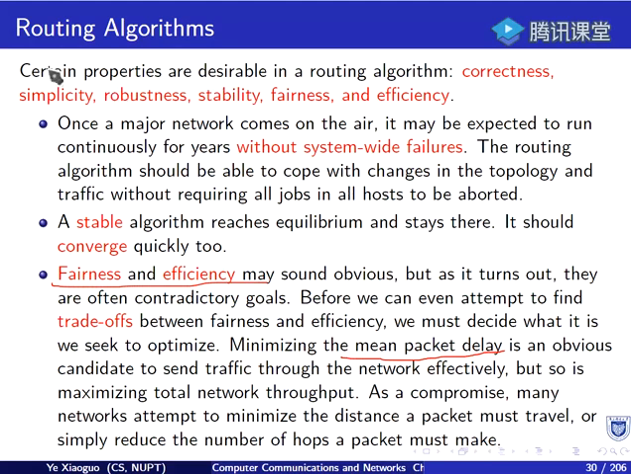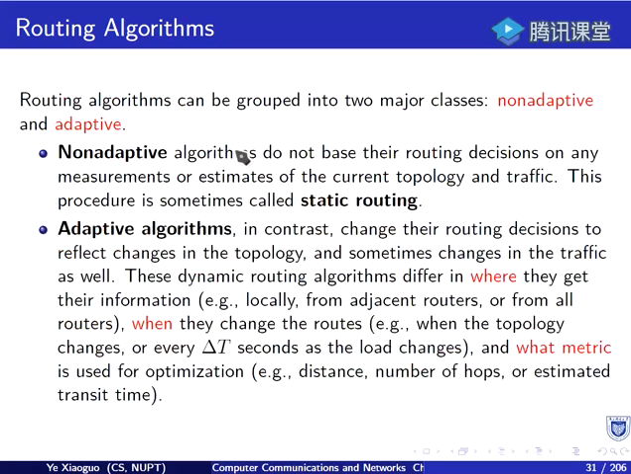So, certain properties are desirable in routing algorithms. When designing a routing algorithm, these properties or goals should be kept in mind. Routing algorithms can be grouped into two major classes, non-adaptive and adaptive.